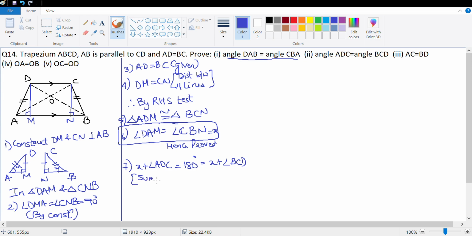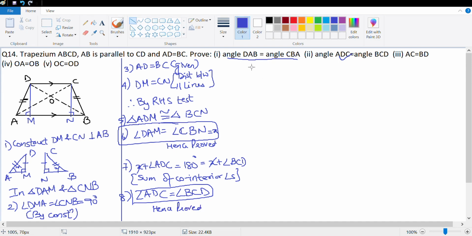This is sum of co-interior angles. Since AB and CD is parallel, so these two angles are co-interior angles. What this means is X and X gets cancelled. So what we have is angle ADC is equal to angle BCD. That's point number 8. This is the second part that they wanted us to prove. ADC is equal to BCD. That's hence proved. So we've already done two parts of it, which is we've proven that both the base angles are equal to each other.